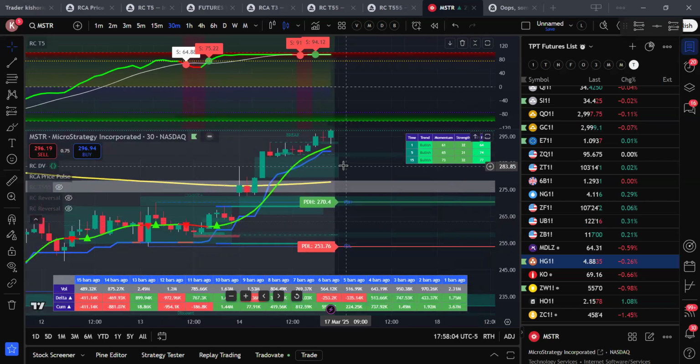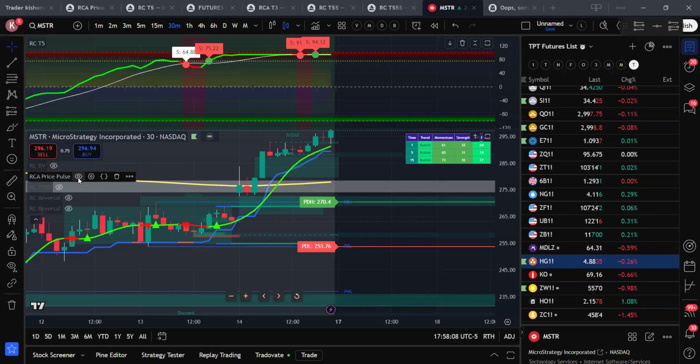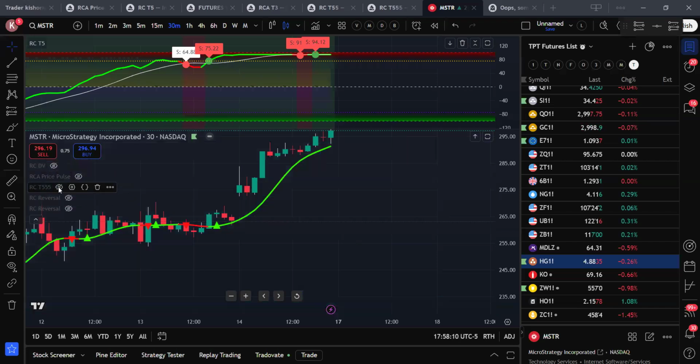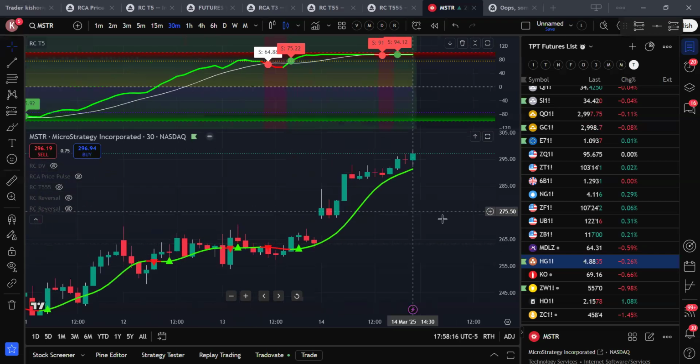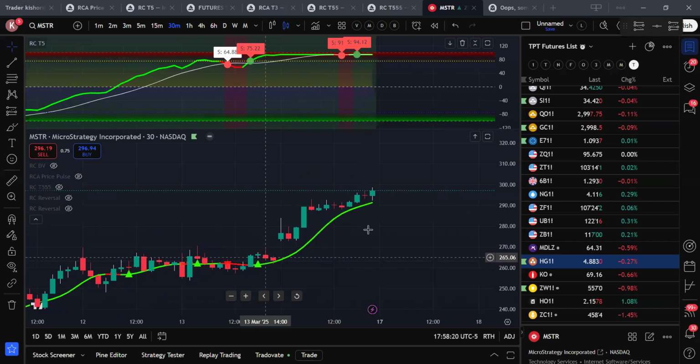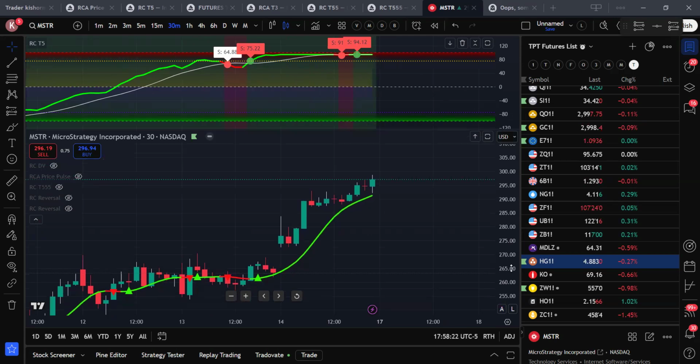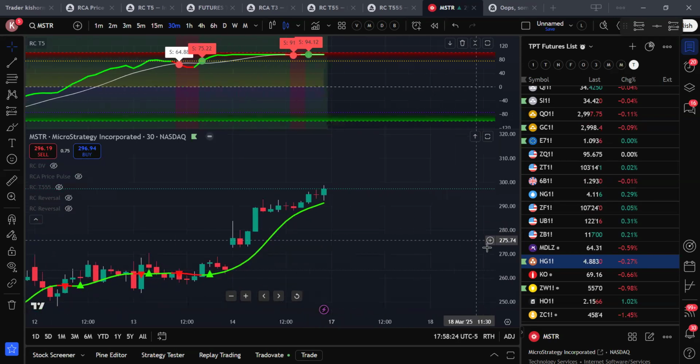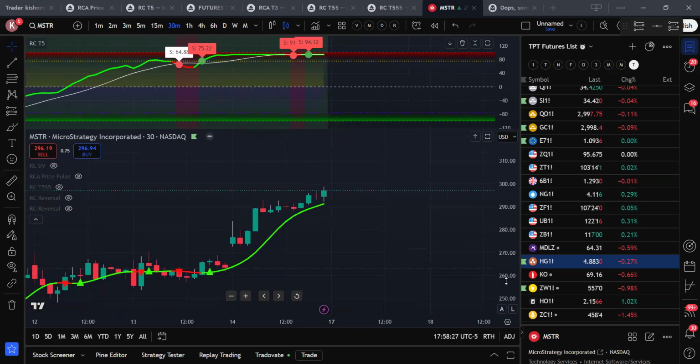So basically, those are it. One is we have a new indicator. And second is we have price pulse. Then we have T555. Then we have reversal. Every indicator is like a gold mine if we take the time to use them properly. We just need to take time to understand and use them, then we can make huge profits.